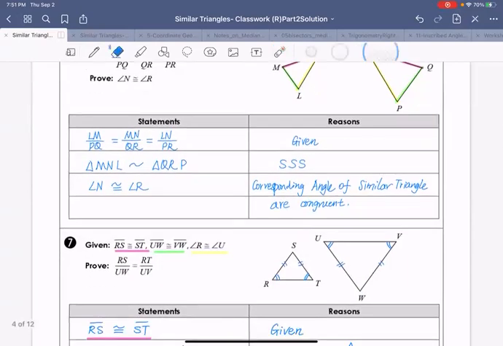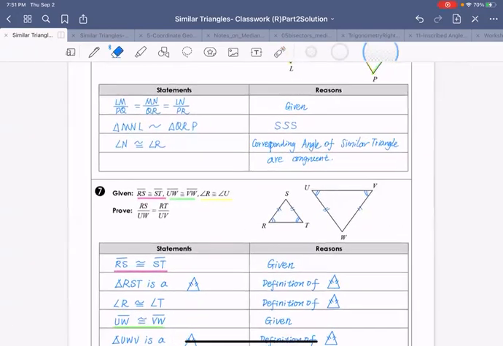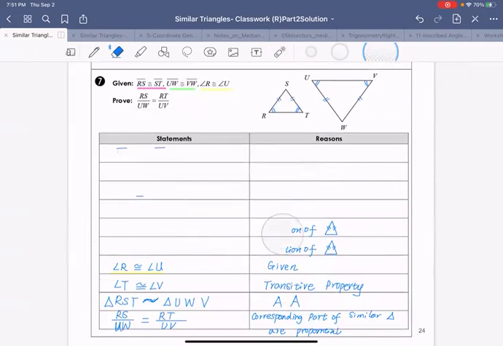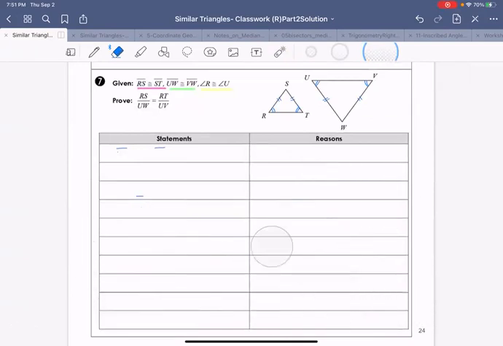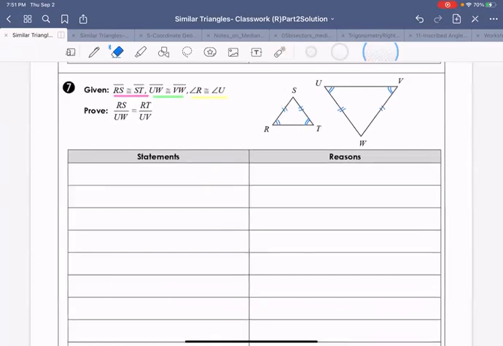Next one. It's a little bit complicated. All right. Go ahead, please read the question.